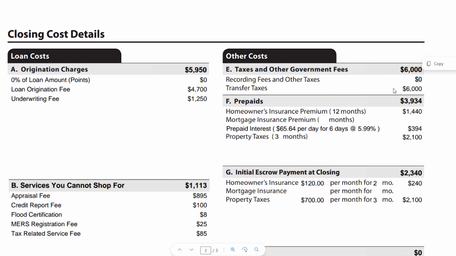What's notable here in this whole discussion is that there is a rule. If the bank underestimates certain fees, then they have to pay the difference. Let me give you an example. Let's say your transfer tax is not $6,000, and in fact it's going to be, in this example, $7,200. The bank made a mistake and they underestimated. Guess what? They have to pay the difference.